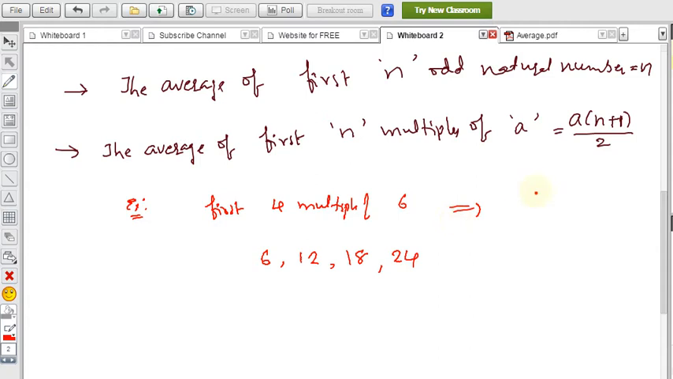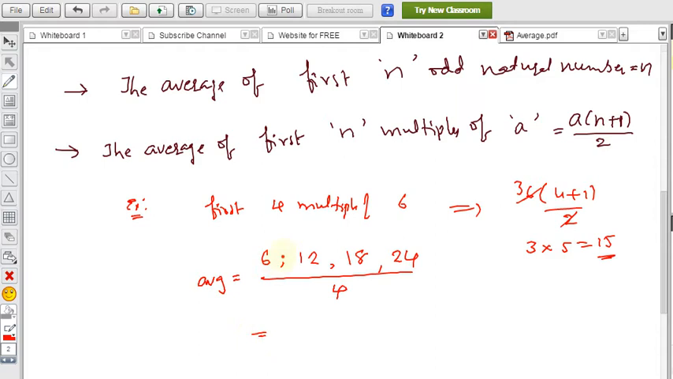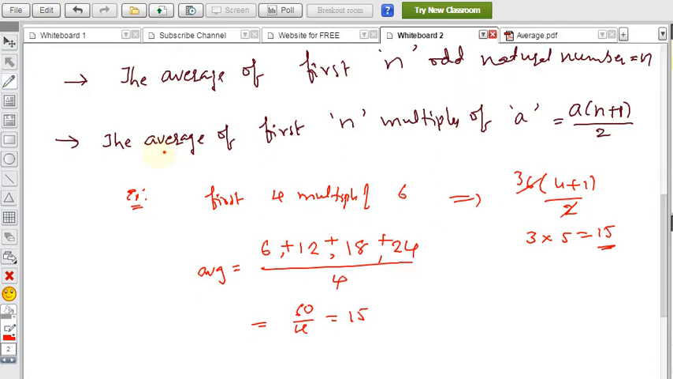Now this average, according to the formula A into n plus 1 by 2, is 6 into 4 plus 1 by 2. That is 2 1s are 2, 3 into 4 plus 1 is 5. So we are getting 15. If you use the average formula, sum of observations by number of observations, you add 6 plus all of them: 10, 20, 30, 40, 50, and 60 by 4, so you're getting 15. So you can directly apply the formula: the average of the first n multiples of A is A into n plus 1 by 2.